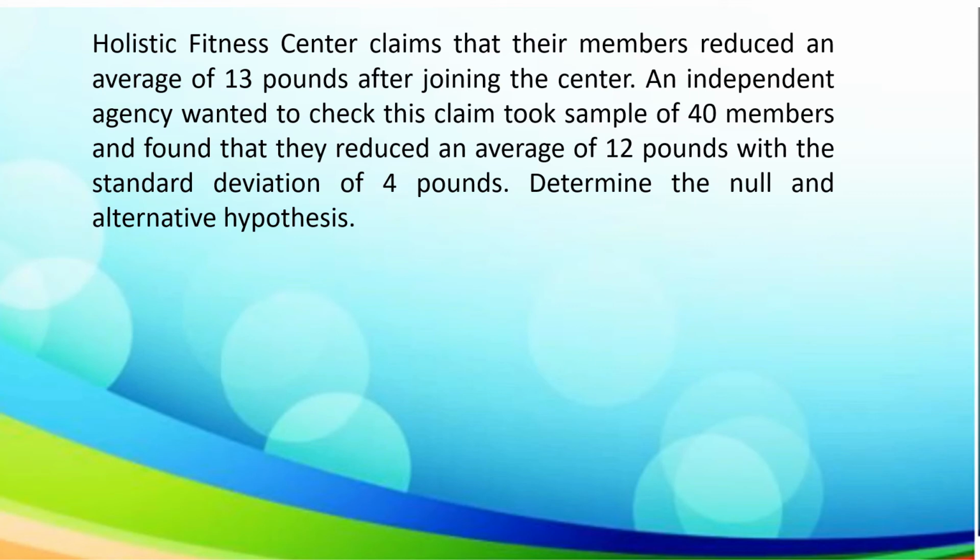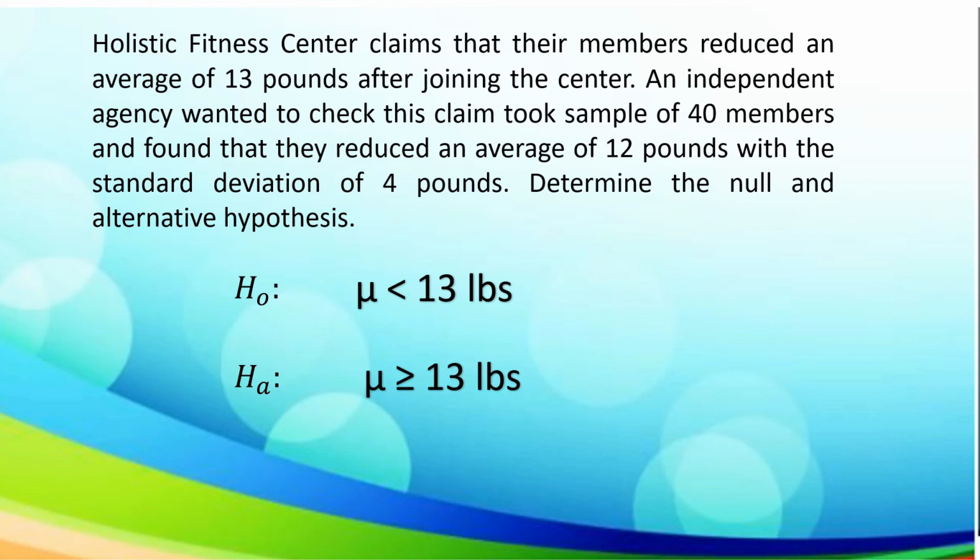So let us now have the null hypothesis, which is mu is less than 13 pounds. And its alternative hypothesis, which is mu is greater than or equal to 13 pounds. Observing the given symbols, we use less than and greater than or equal to. Therefore, we're going to apply the left-tailed test.